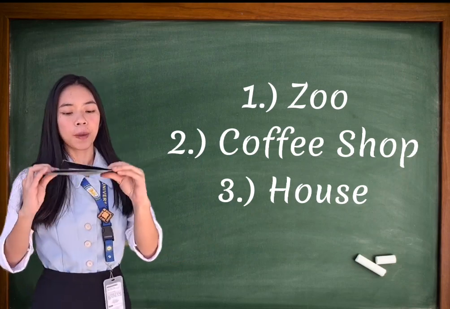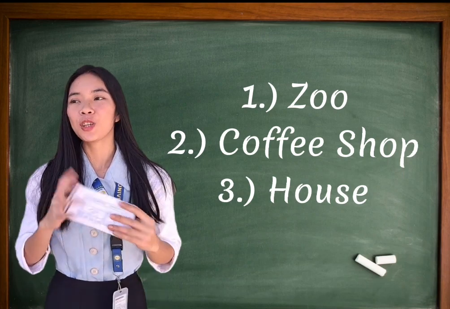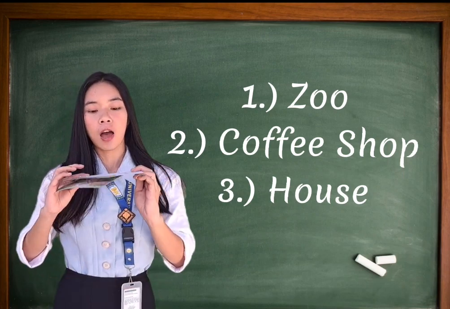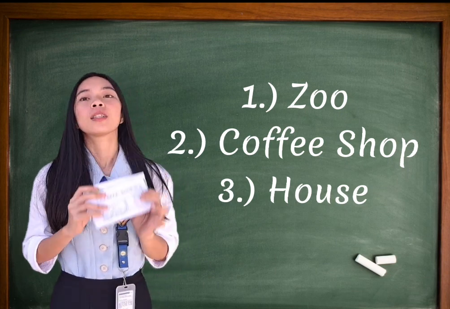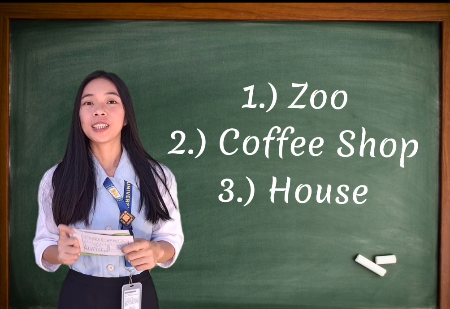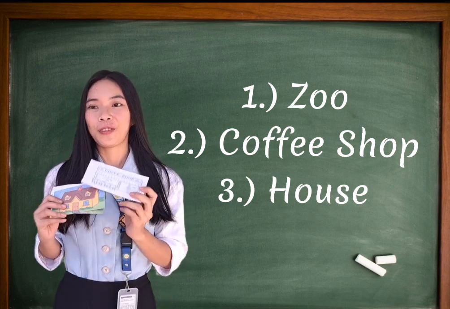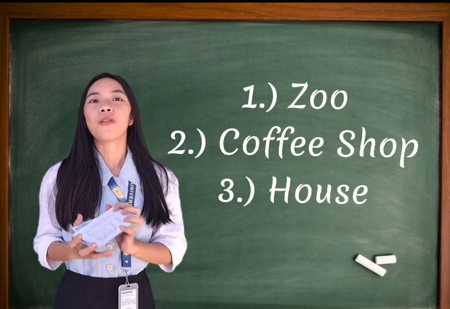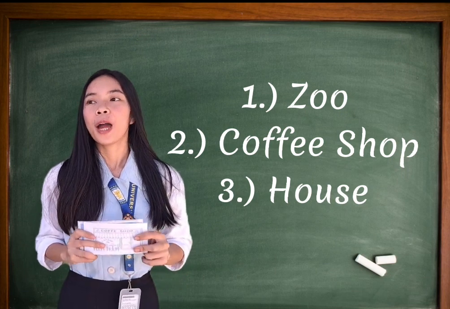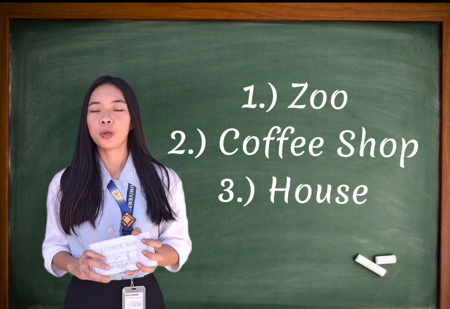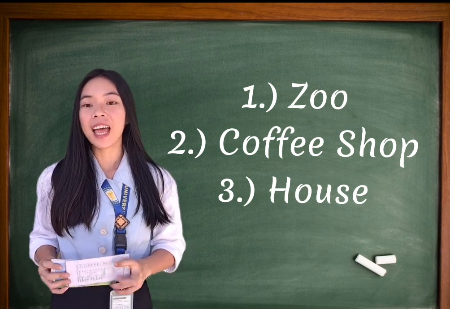So for the second picture is coffee shop. I'll choose Mart to give an example that has coffee shop as an adverb of place in a sentence. So Mart, what's your answer? Okay, very good. Let's buy some bread and coffee at the coffee shop.